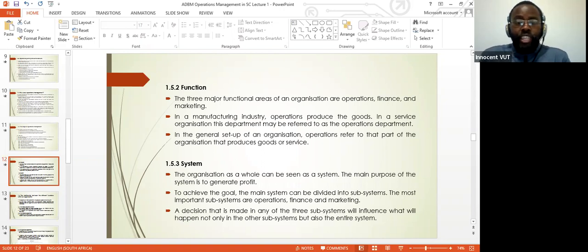And then a decision that is made in any of the three subsystems will influence what happens, not only in the other subsystems, but also in the entire system. So decisions made in these three major subsystems, operations, finance, and marketing, are going to influence what will happen in other subsystems, and also in the entire organization as a system.